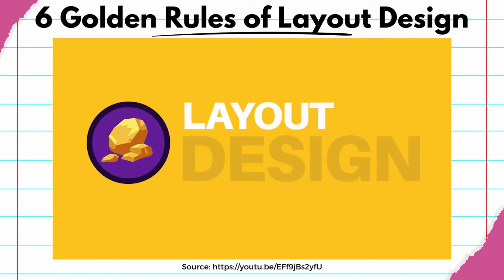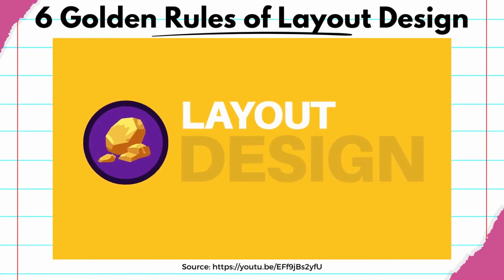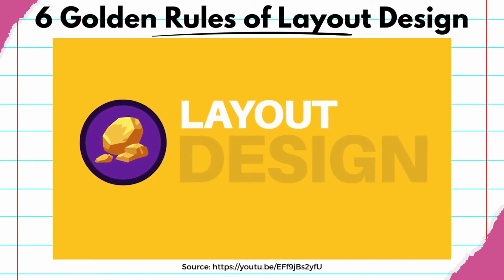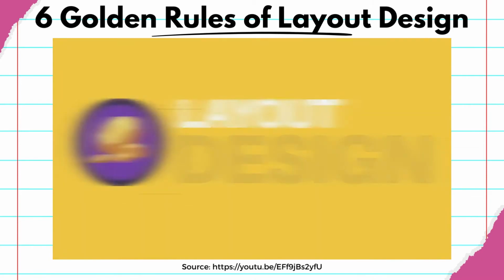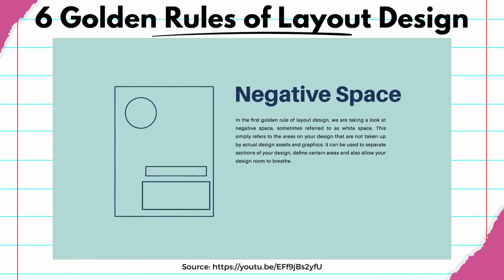In today's Typographics graphic design tutorial, I'm going to teach you the golden rules of layout design so you can make professional and effective graphic designs. So welcome back to Typographics, and in the first golden rule for layout design, we're going to take a look at negative space, which is sometimes referred to as white space. Now this simply is just the areas on your design that are not taken up by actual design assets or graphics. It can be used to separate sections of your design, define certain areas, and also allow your design to have room to breathe.